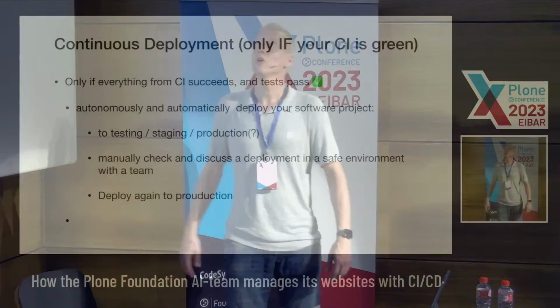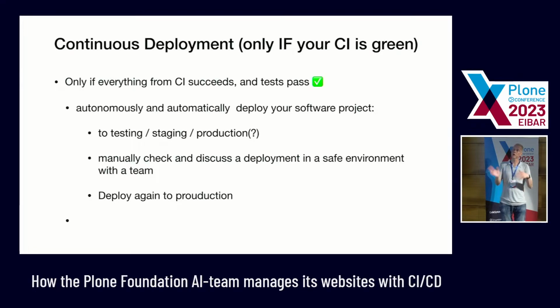Because continuous deployment, only if your whole CI part is green, only if it succeeds, then we autonomously and automatically deploy the software project. What do you need? You need environments to deploy to. When it's automatically deployed, you still need to maybe manually check and discuss this deployment on the testing environment with people, show the changes that have been made, and then you need to do exactly the same again and deploy it to production.